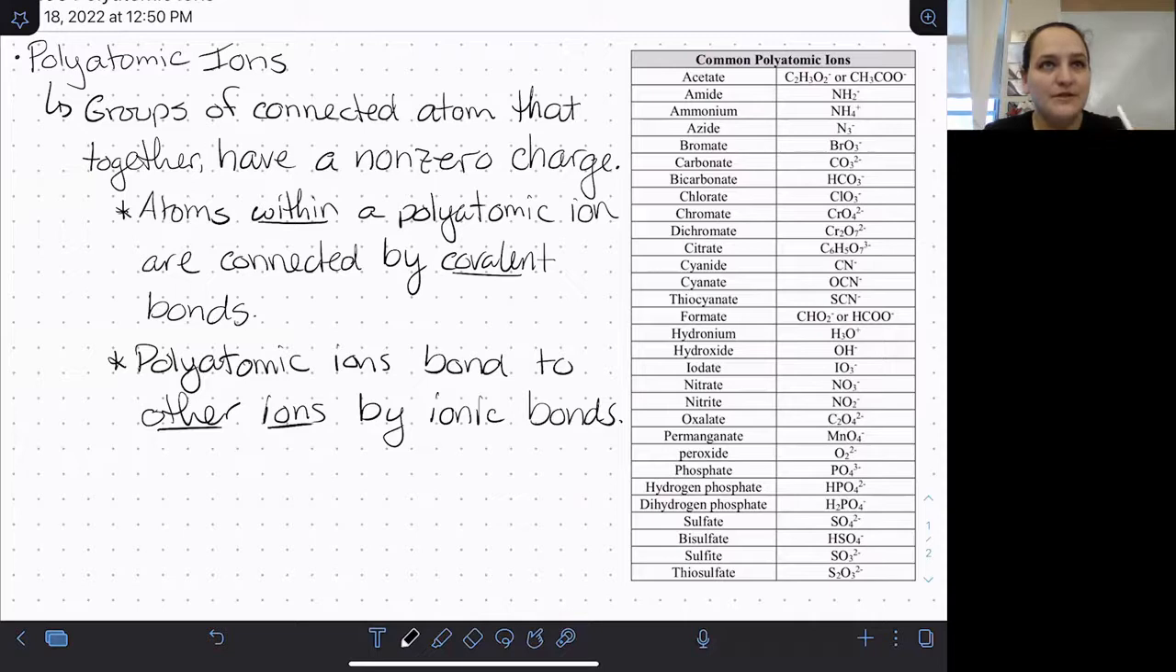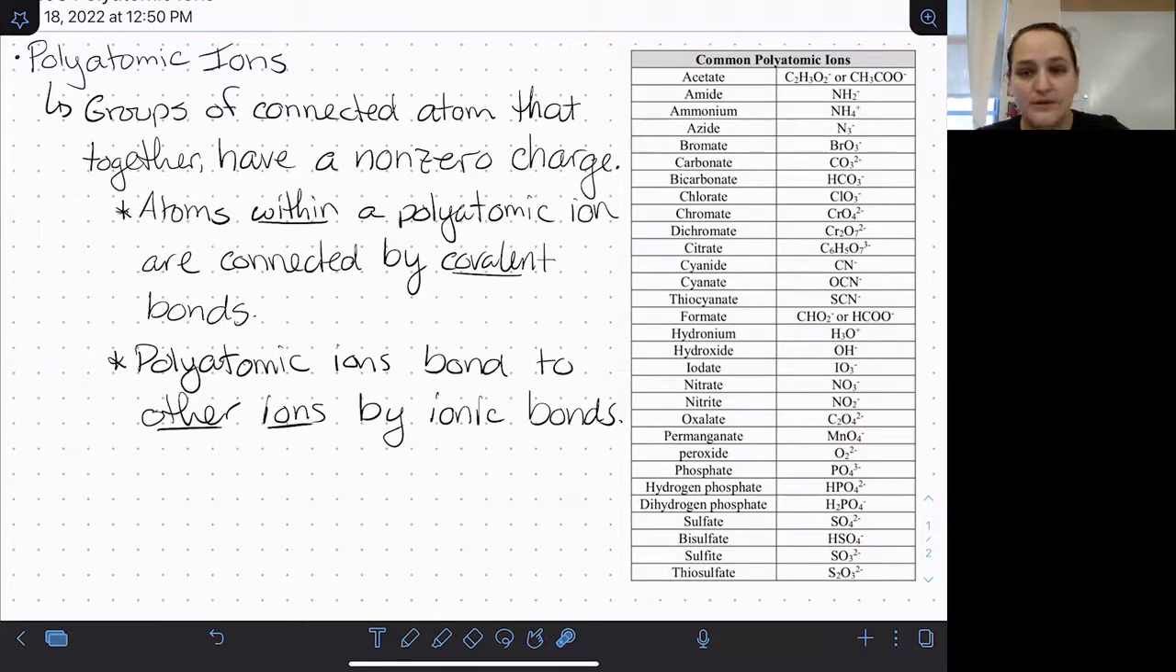Other than that, recognizing a polyatomic ion when you see one, they function the same way as any other ion in an ionic compound. So on this list that you have, the left-hand column is the name of the ion. You will notice that a lot of them have things in common. Many of them end in the suffix "ate." That is generally indicative that you are looking at a polyatomic ion.